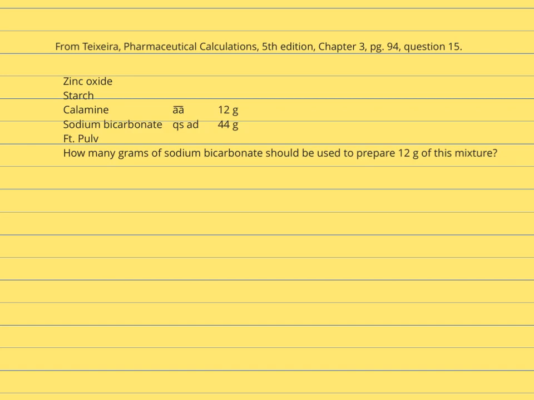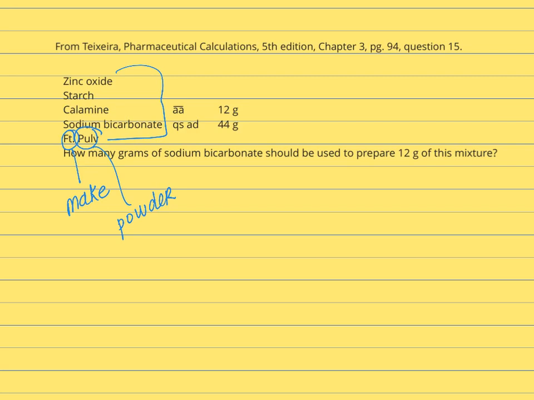This question will use abbreviations to help solve a compounding problem. Let's start by defining some of the abbreviations that we notice in the problem. So right away, I notice this FT. Essentially, this means to make or to prepare, and this pulv means powder. So we're going to use the ingredients above, so these ones right here, to make a powder.